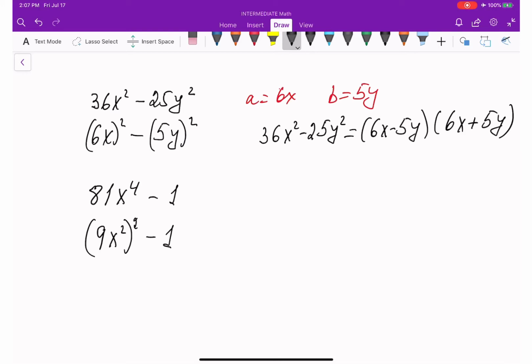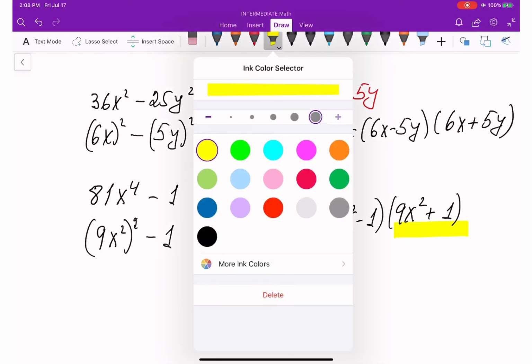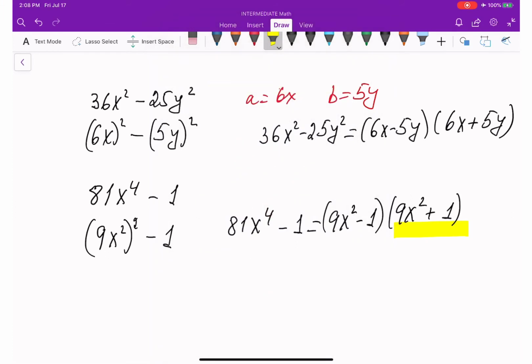So from here, 81x to power 4 minus 1 is equal to (9x squared minus 1)(9x squared plus 1). I want to invite your attention to something. There has never been a formula for the addition version. It's only for the subtraction version, okay? Only subtraction.